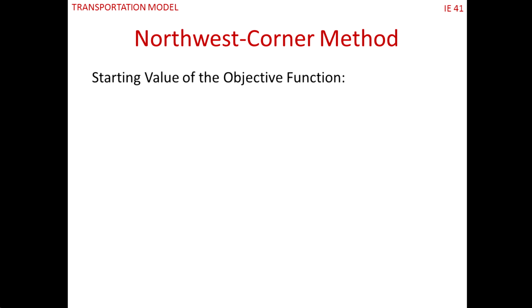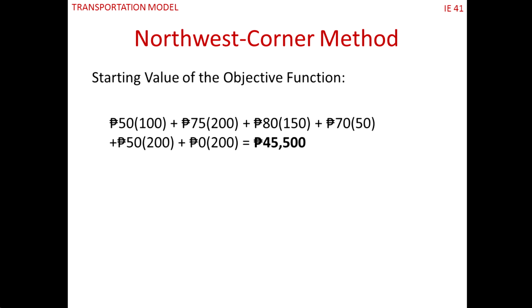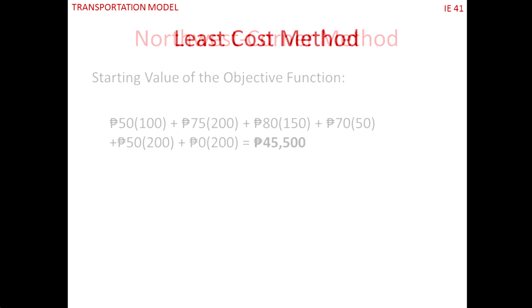Given our starting solution, our current objective function value is 50 pesos times 100 plus 75 pesos times 200 plus 80 pesos times 150 plus 70 pesos times 50 plus 50 pesos times 200 plus 0 pesos times 200, which is equal to 45,500 pesos. The next method is the least cost method.